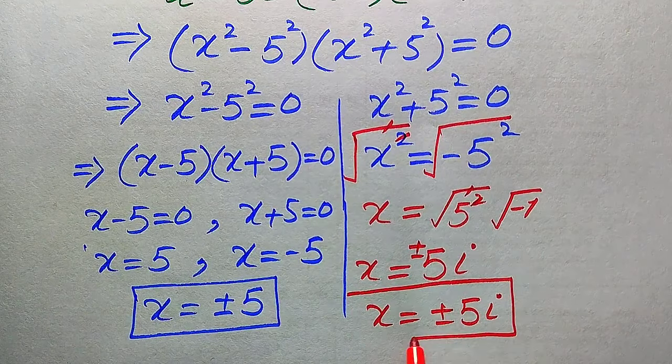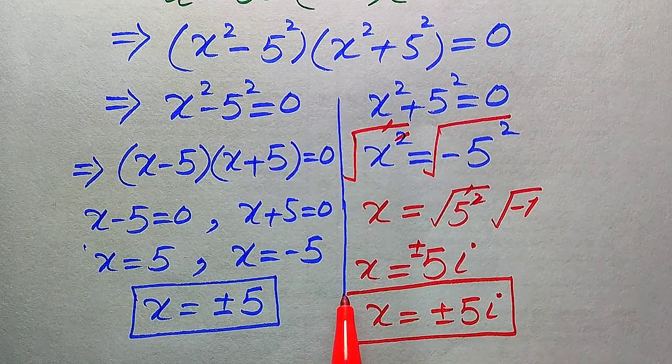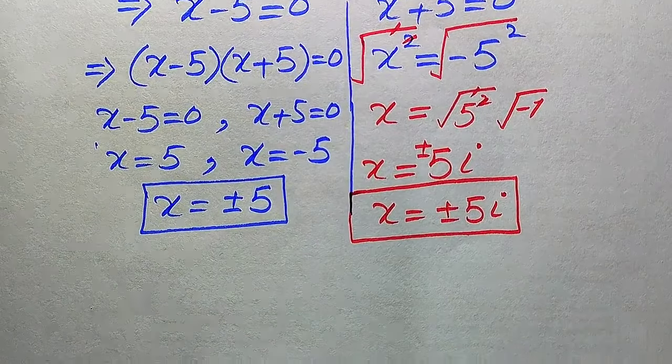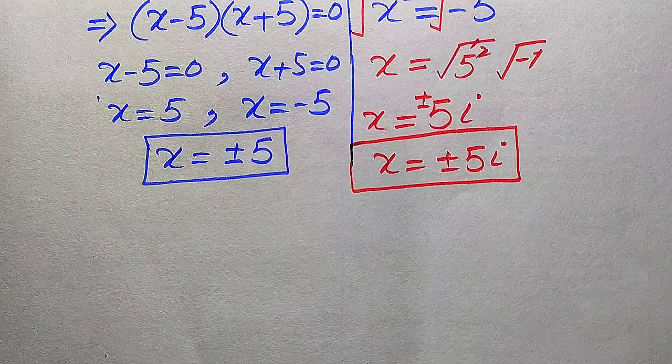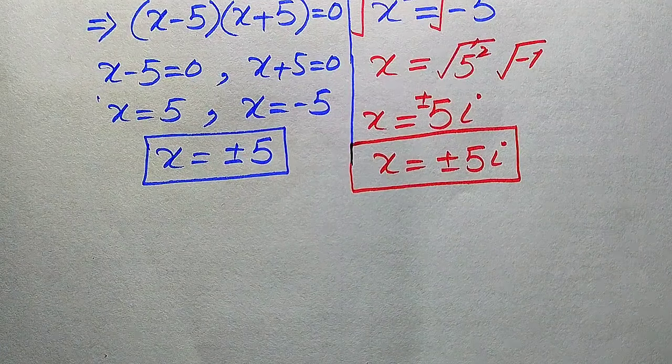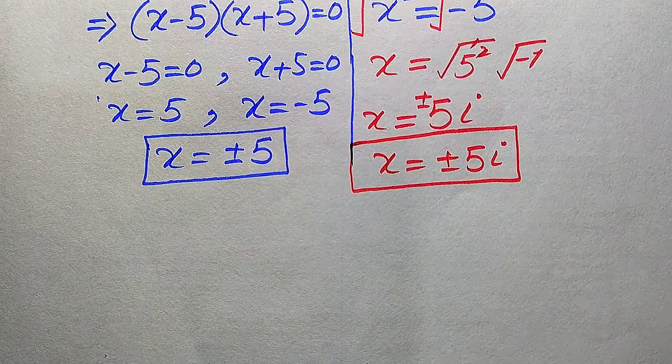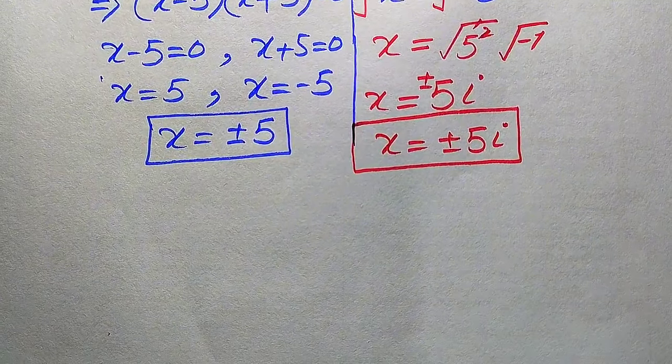Okay, so these are the two complex roots of the given equation. So here we obtain the 4 roots of the given equation. And now in the next step we need to verify whether all of the roots are solutions or all of the roots are extraneous roots.